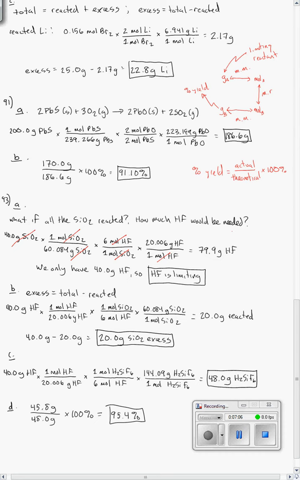We have 40.0 grams of HF. That's not enough. So we have less than what's required, which means that our HF is limiting. So there's our answer to our first problem. Hydrofluoric acid is our limiting reactant.